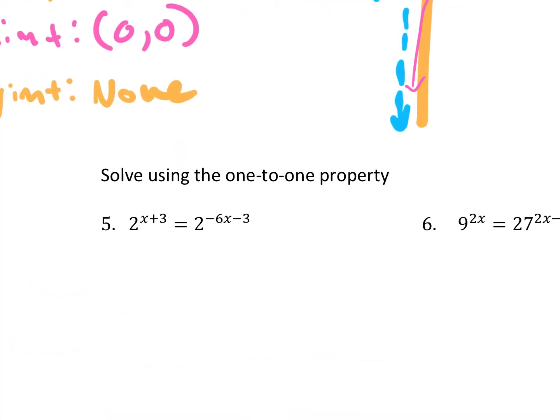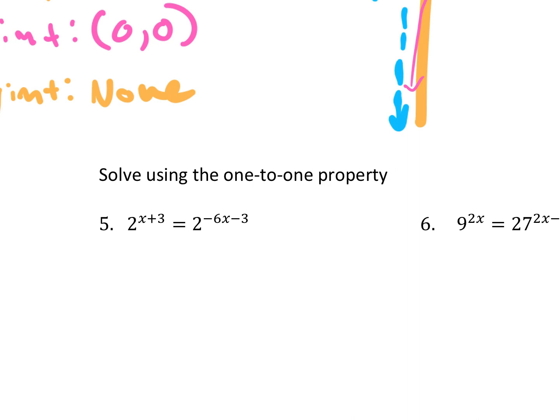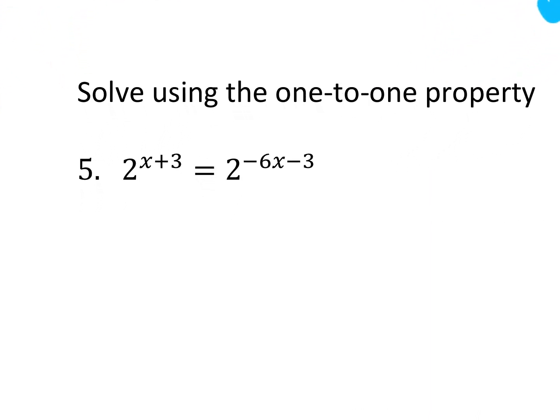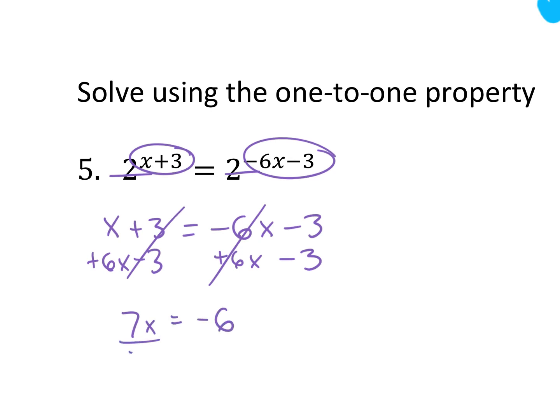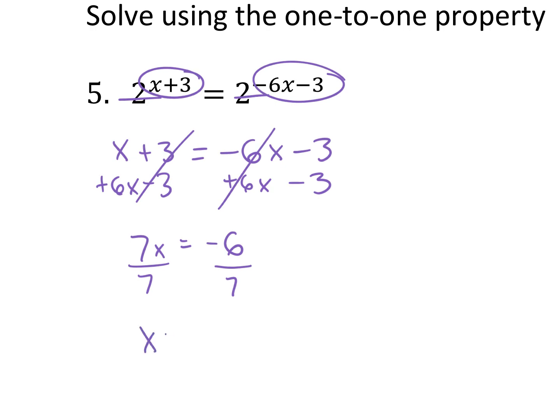All right, let's solve some of the ones on the bottom. So we're solving using the one-to-one property, which just means if we have the same base, we can cross them out and just set the exponents equal to each other. So this would be x plus 3 is equal to -6x minus 3. And we solve for x. So here I would add 6x to both sides. Subtract 3. So this would be 7x is equal to -6, and then divide by 7. So you just need your bases to be the same, and then just set the exponents equal to each other.